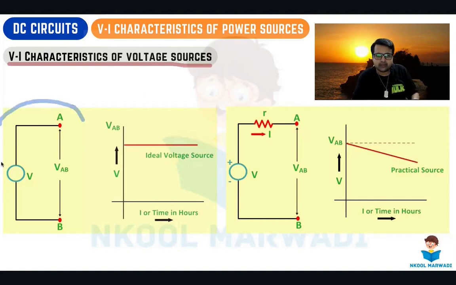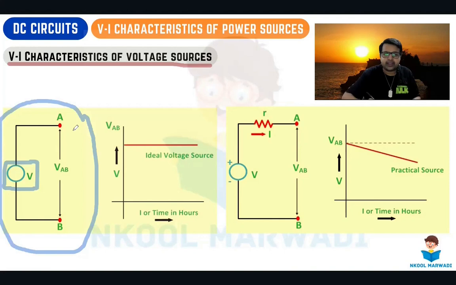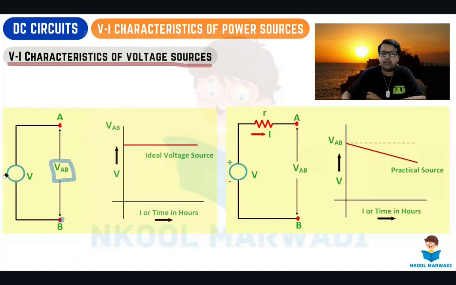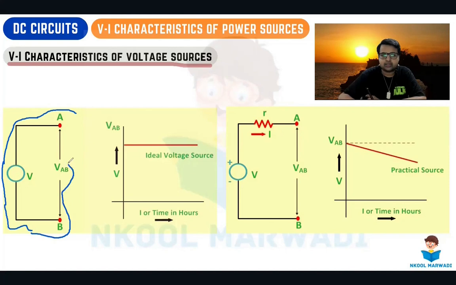So let us suppose in here we have a voltage source, capital V. Definitely these points A and B will have a potential difference, and we are saying it to be VAB. Now it's an ideal voltage source because no resistance is there. In real life, there will always be resistance present along with the voltage source. But here there is no resistance, so we can say it is an ideal voltage source. So this is the scenario for ideal.